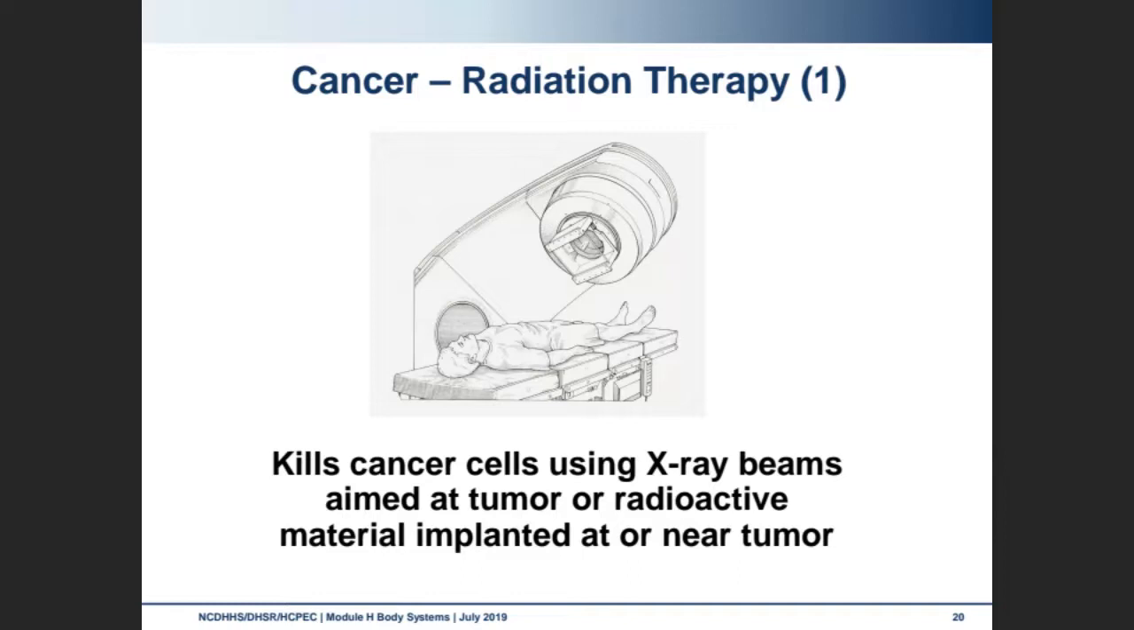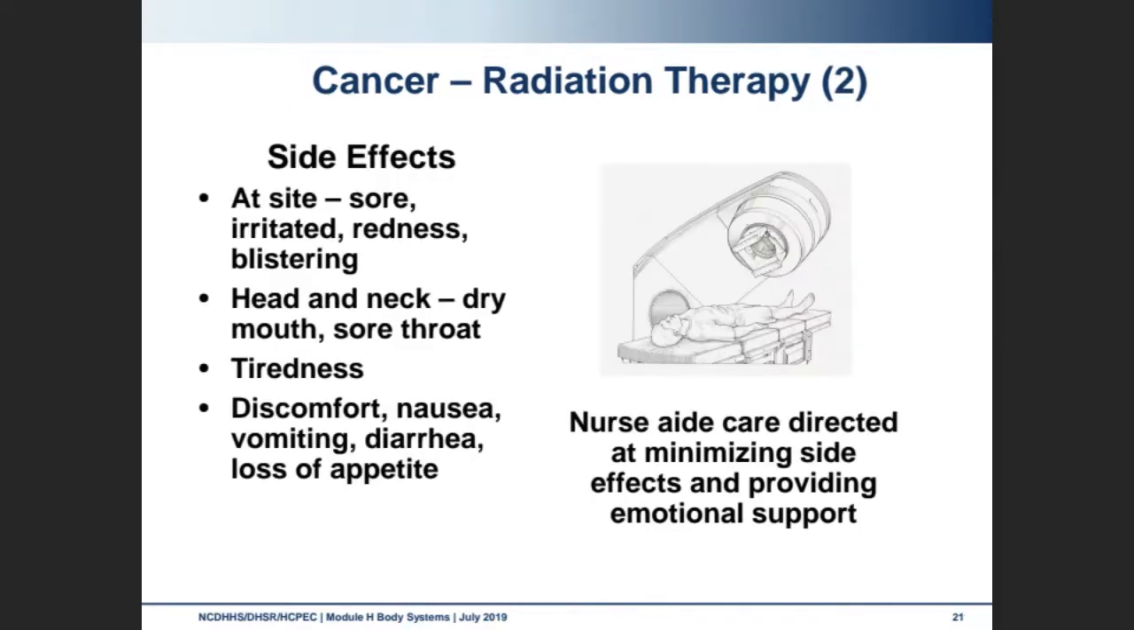Radiation, this kills cancer cells using X-ray beams aimed at the tumor or the radioactive material implanted at or near a tumor. Some side effects of radiation therapy: the site is often going to be sore, irritated, red, and blistered. So you can imagine that's not very comfortable. If the radiation is near the head or neck, you may also see dry mouth and sore throat. Often it's going to make your residents tired. It's going to cause discomfort for those reasons we mentioned. For one, nausea, vomiting, diarrhea, and loss of appetite.